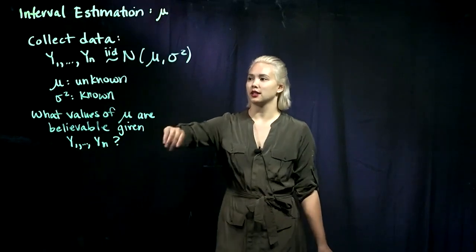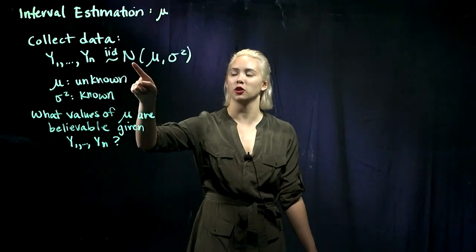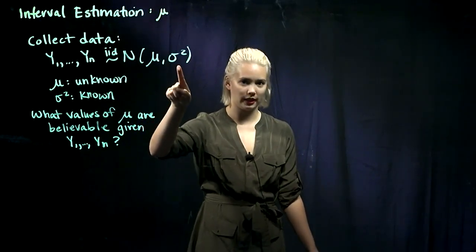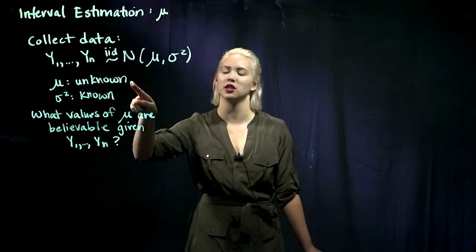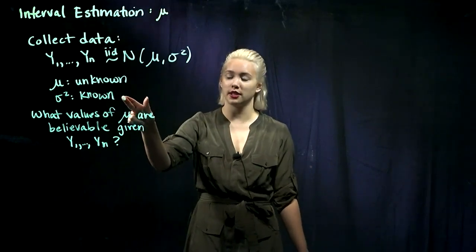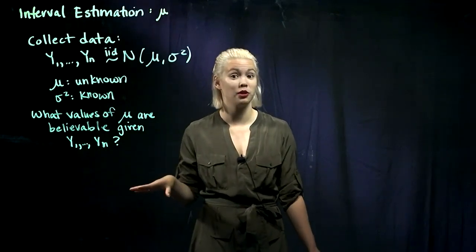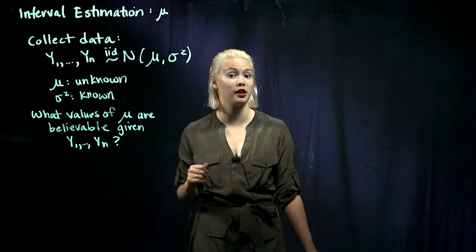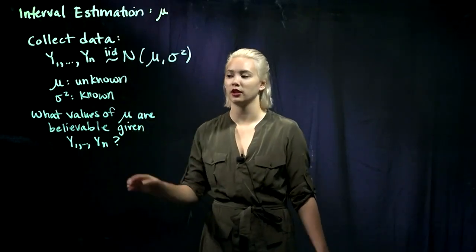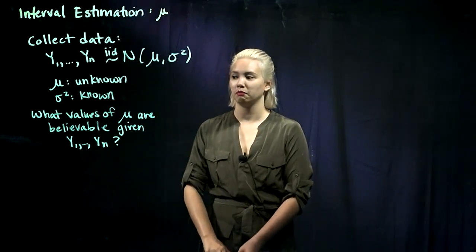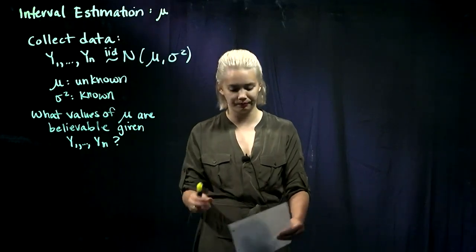So in this case, let's say that we have data y1 through yn. It's a random sample, IID, from a distribution that's normal with mean mu and variance sigma squared. So let's have mu be unknown because we're trying to do interval estimation for mu. And for now, we'll say sigma squared is known. So this might not be very realistic, but that's okay. It'll simplify things just so that we can introduce this topic of interval estimation. All right, so mu is unknown, sigma squared is known. And so again, we're looking for an interval so that we can say which values of mu are believable given the data that we have collected.